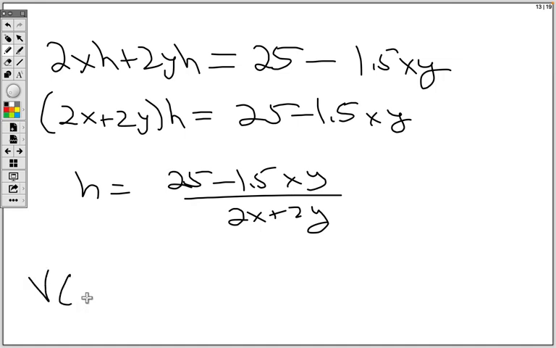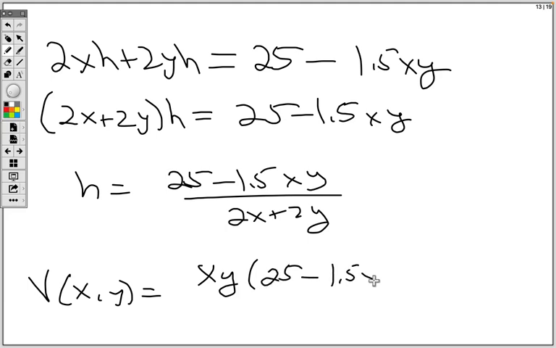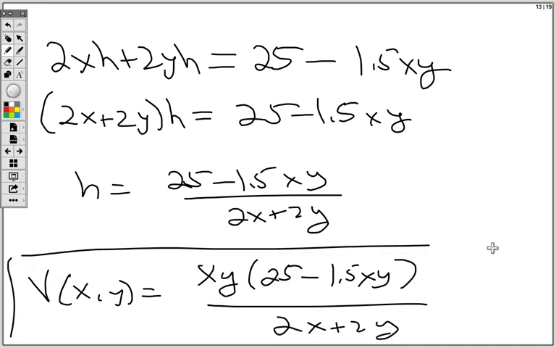And so now if I look at my volume as a function of just x and y, I've got x times y times h. So that would be x times y times 25 minus 1.5xy over 2x plus 2y. That's now the volume, completely symmetric in terms of the variables x and y. And what that tells us is that if we're going to have any critical points of this function, x and y will be the same. That's why I'm saying if you do one, you get the other one for free.